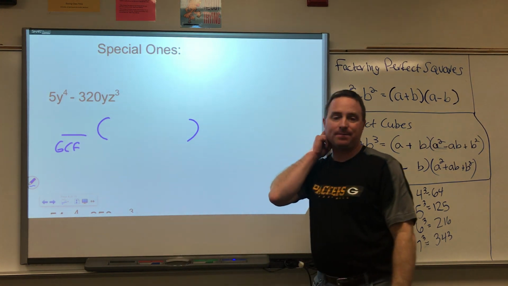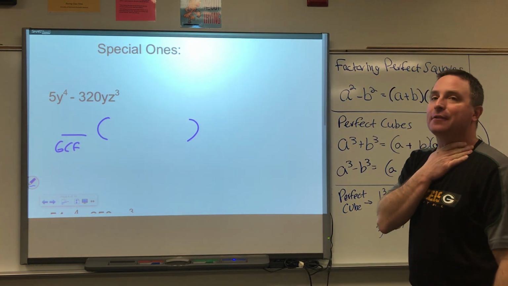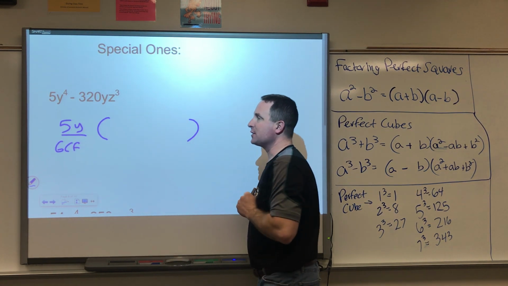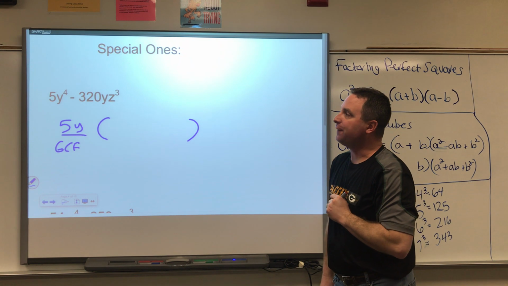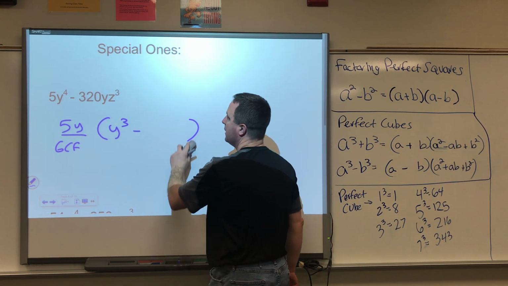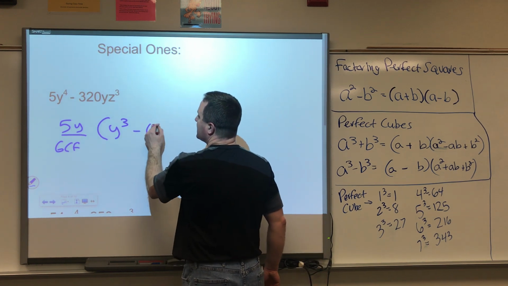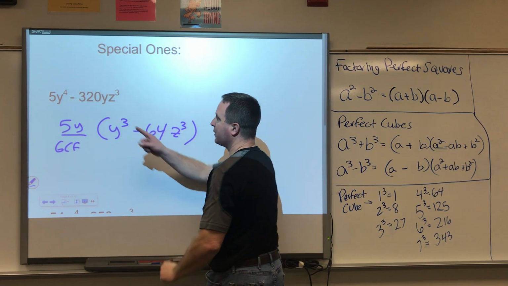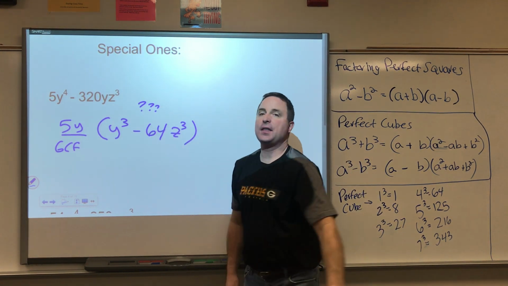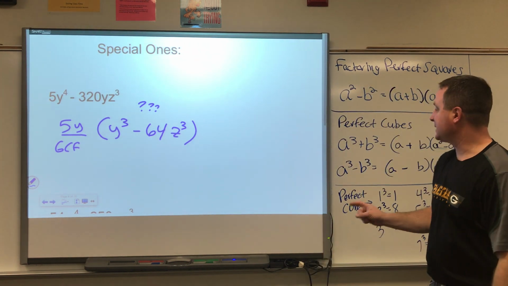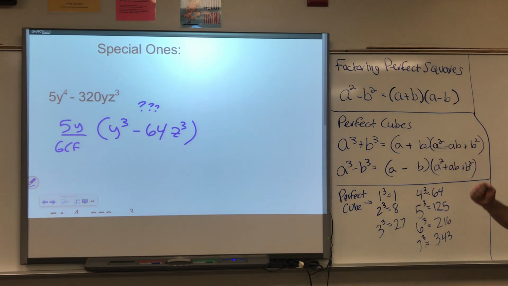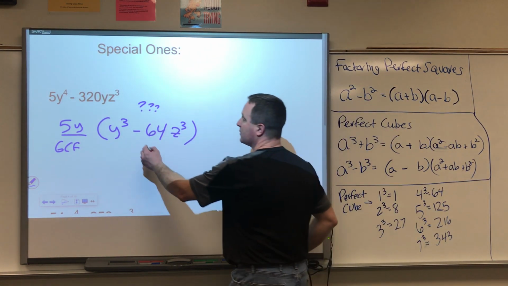And if you look closely, I think 5 goes into both of those. And I think I can take out a y out of each one as well. And if I take out a 5 and a y, I think I'm left with y cubed. Oops. And this is going to be minus 64z cubed. If you did 320 divided by 5, it'd be 64. What about that leftover stuff now? I see y cubed, so I'm thinking perfect cube. And is 64 a perfect cube? I think it's going to work. I think this is perfect cubes.